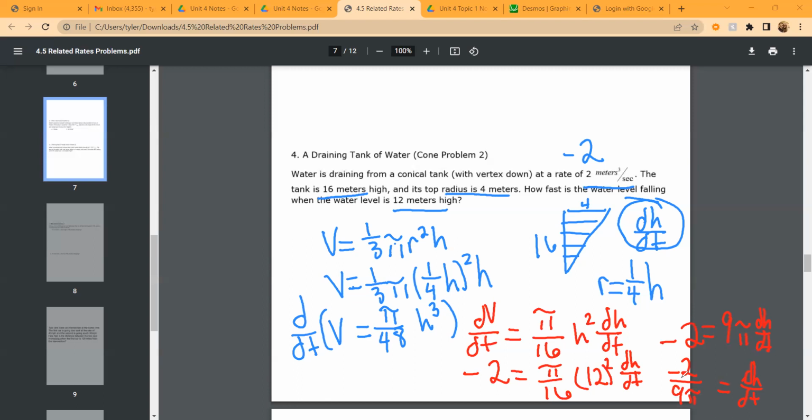Look at us go. The last thing we need to do is make sure we use the right units. And so this should be -2/9 pi meters per second.